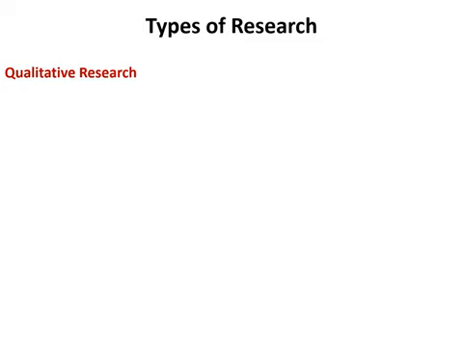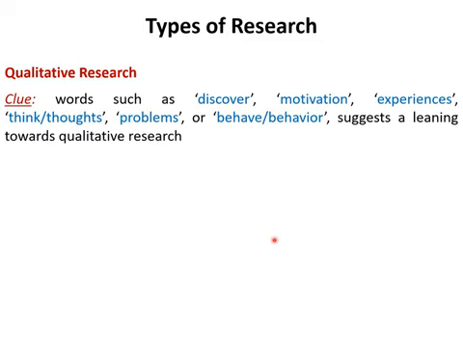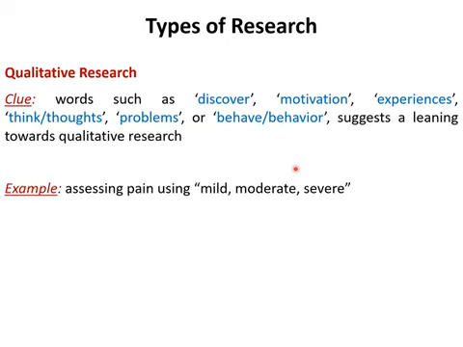For qualitative research, you will deal with words like discover, motivation, experiences, thoughts, problems, behavior. So you can see all these cannot be measured, but they can be described. For example, when you are describing the severity of pain as mild, moderate, and severe, you can see you are using words to describe your data.